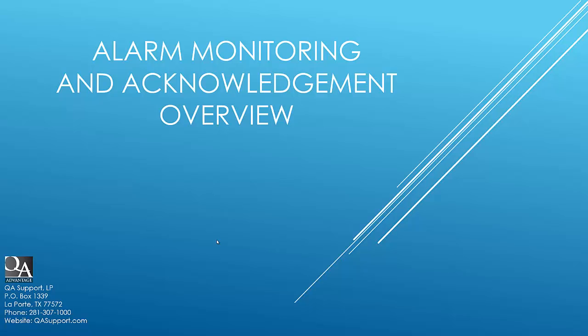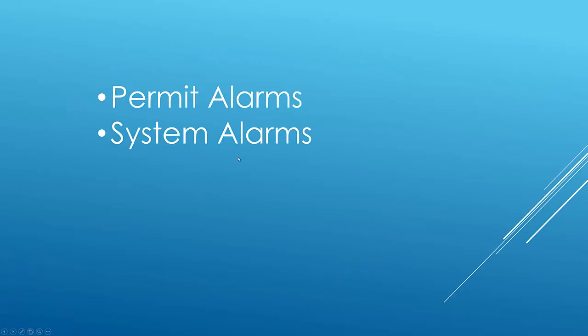The topic I will be covering in this video is the general overview of features contained in the QA Advantage Alarm Monitoring and Acknowledgement application. The QA Advantage Monitoring and Acknowledgement application provides tools to monitor permit and system alarms. You can also acknowledge permit alarms and review and report on past alarms. Let's take a look at an overview of the alarm monitoring features.